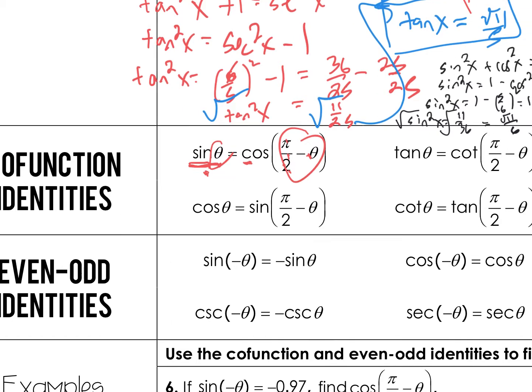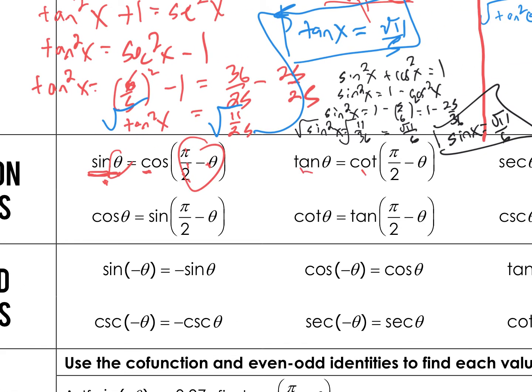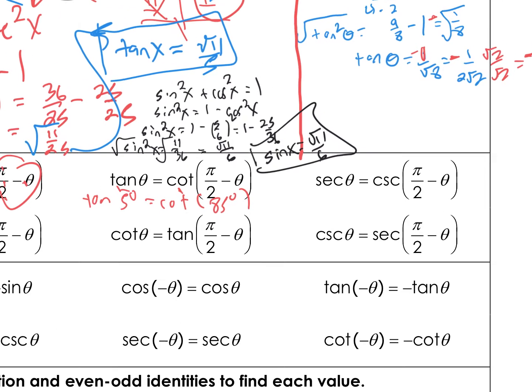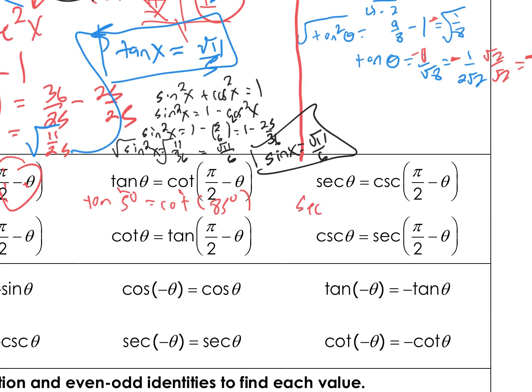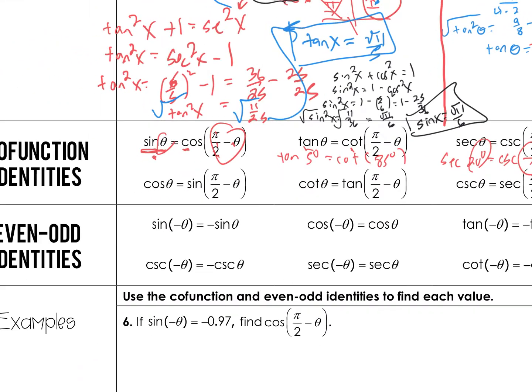That's the same thing for tangent as well, to go from tangent to cotangent. Tangent of 5 degrees will be equal to cotangent of 85 degrees. They're the same answer. Keep going. Secant, I'm making numbers up. Secant of 20 degrees is the same answer as cosecant of 70 degrees, because these two numbers have to add up to 90. That's the secret of cofunction, okay? So that's what's going on with those pictures.